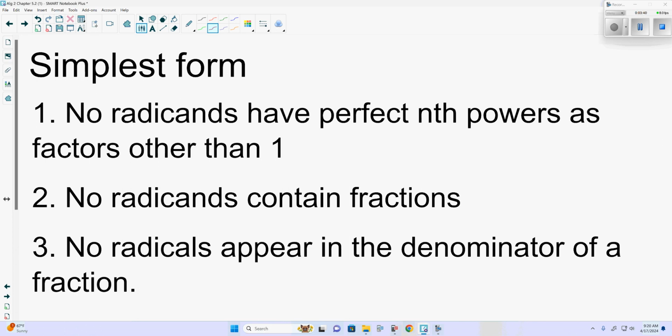To clarify, our answer can't be the square root of 4. Because what is the square root of 4? 2. If it can be simplified, we need 2. No radicands can have perfect int powers as factors other than 1. So we phrase it this way because we can't have the square root of 4 as part of our final answer. I can't leave it as the cube root of 8. If we can take out those perfect squares, those perfect factors, we need to.